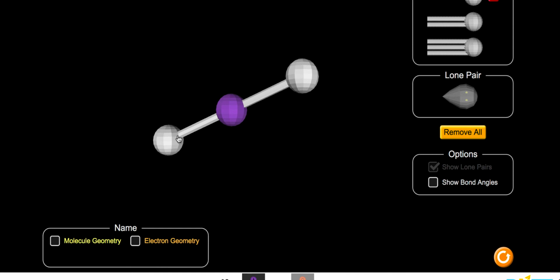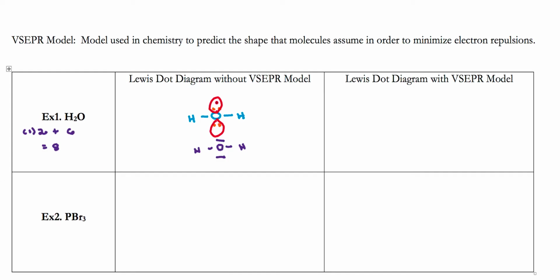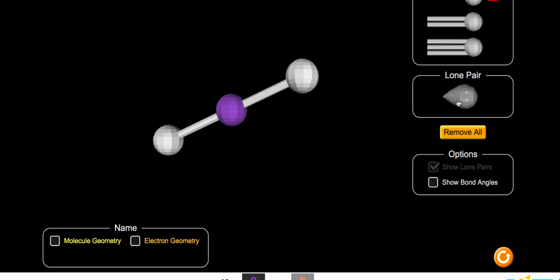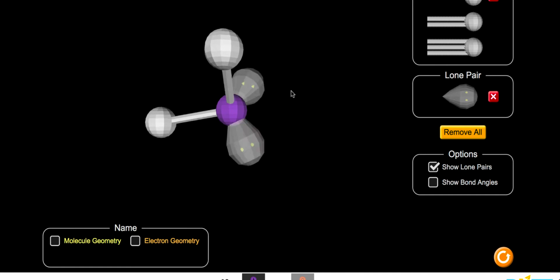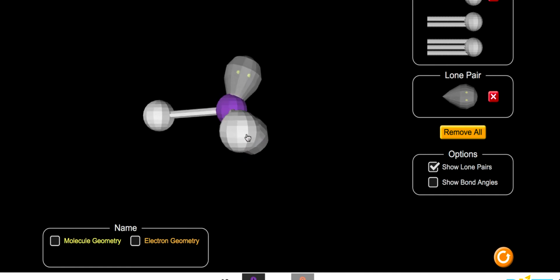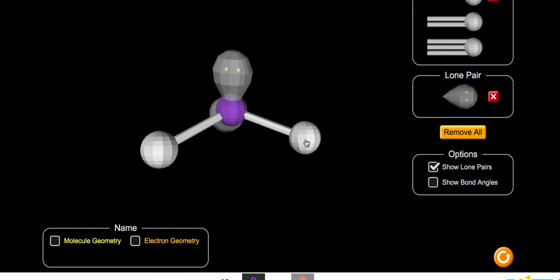So remember, water has 2 hydrogens. I've got 2 hydrogens right here. Okay? And then it also has 2 lone pairs of electrons. Let's quickly look at that. You see 2 lone pairs, one here, the second one here. And so when I create this, I'm going to add 2 lone pairs of electrons. Okay? So this is using the VSEPR model.